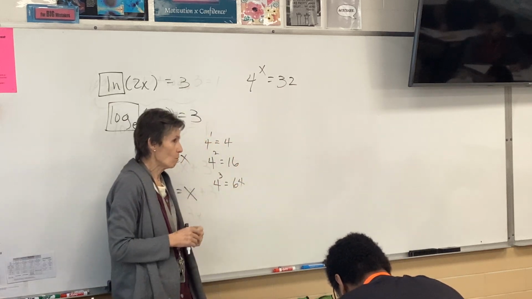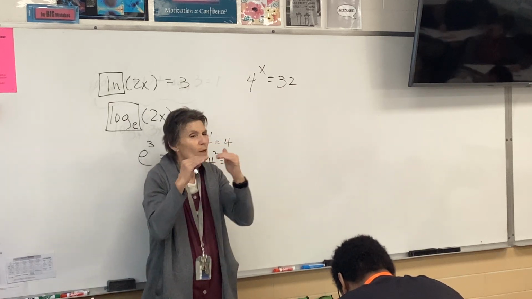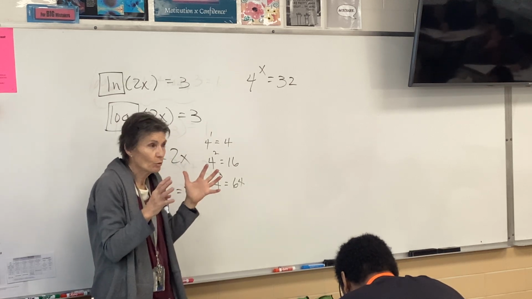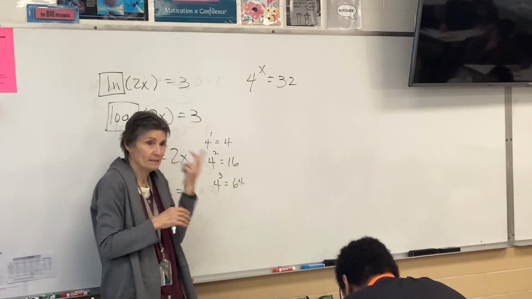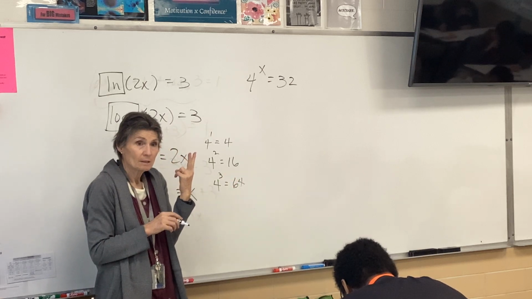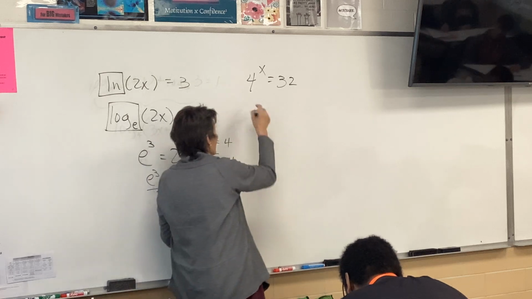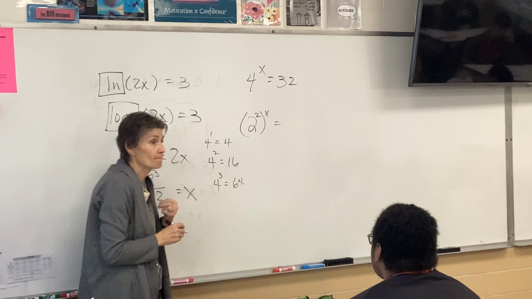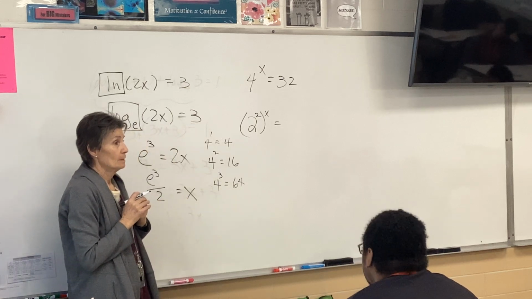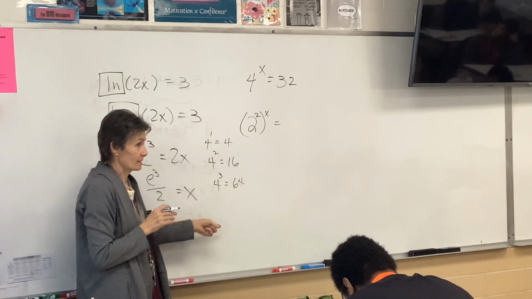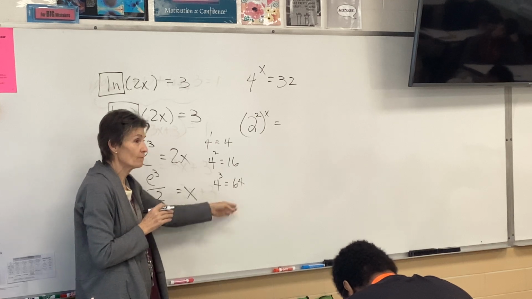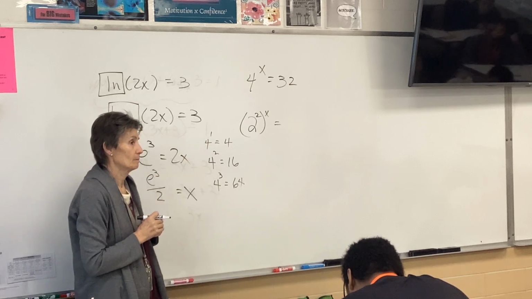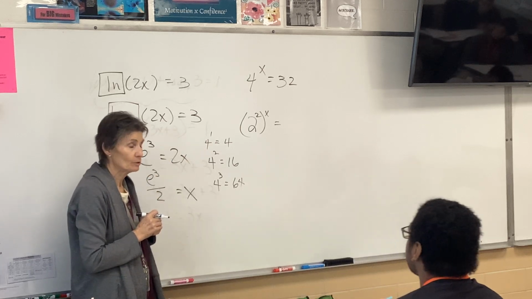So if you can't use 4, then you're going to have to break down to a smaller number than 4. The only choice that makes any sense at all is 2. Because we know that 4 is 2 squared. Now, if we did this, 2 to the second, 2 to the third, 2 to the what would be 32? To the fifth. 2 to the fifth.